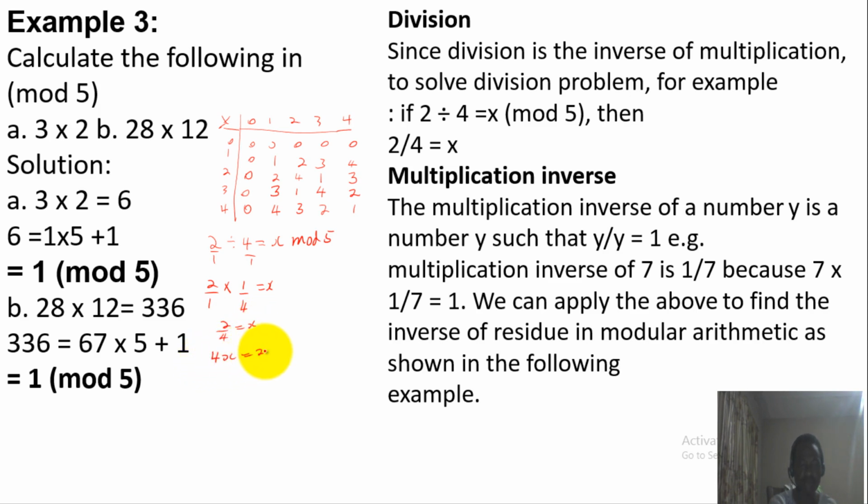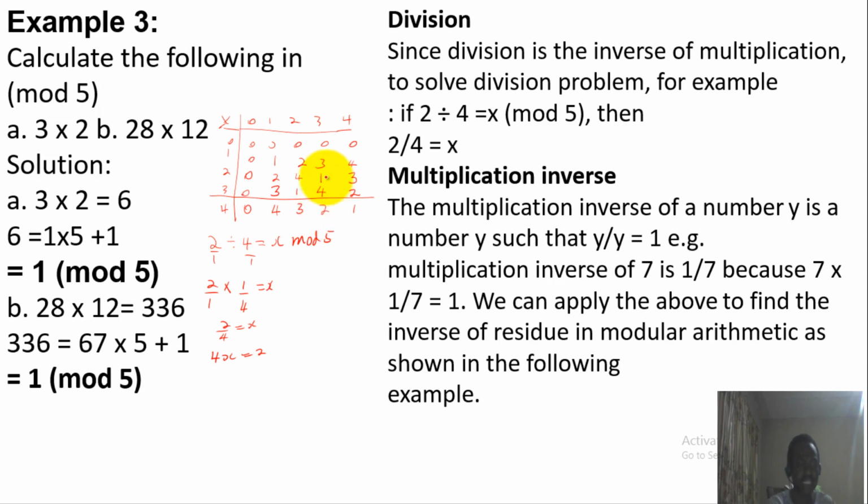2. Therefore, in mod 5, what will you multiply? What will 4 multiply to give you 2? If 4 multiplies 1, I'm talking about this 4 here. If 4 multiplies 0, it will give me 0. If 4 multiplies 1, it will give me 4. If 4 multiplies 2, it will give me what? 3. If 4 multiplies 3, automatically it's going to give me what?